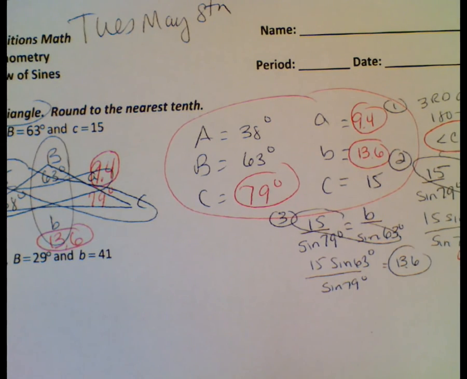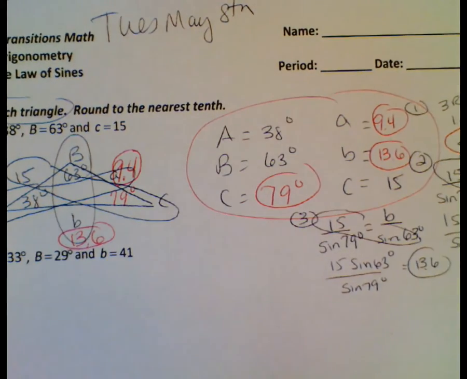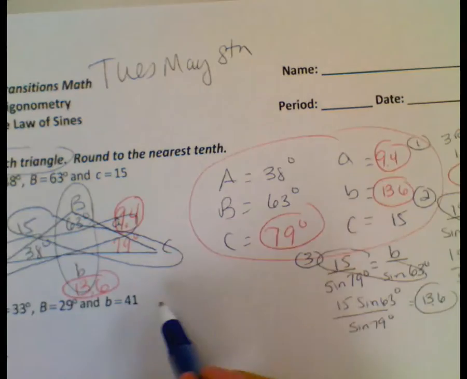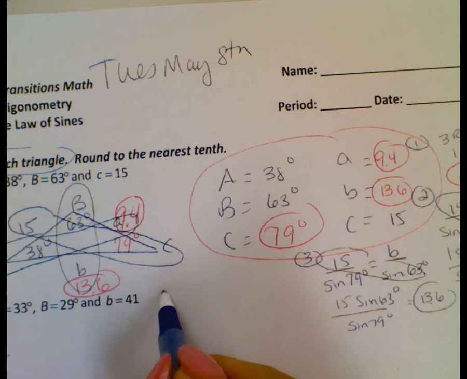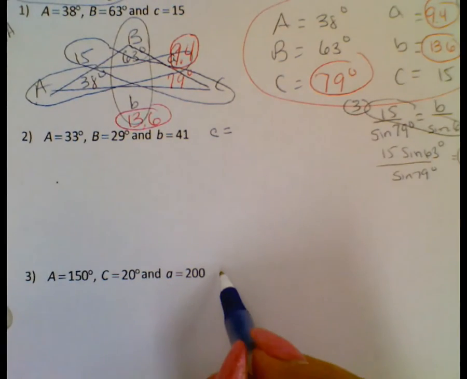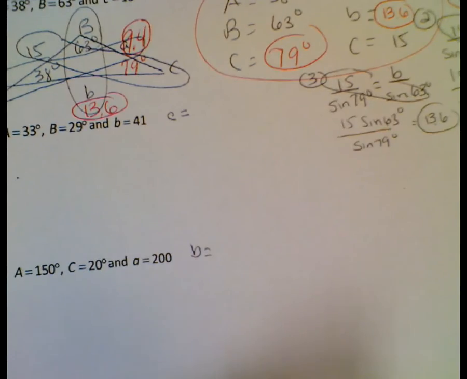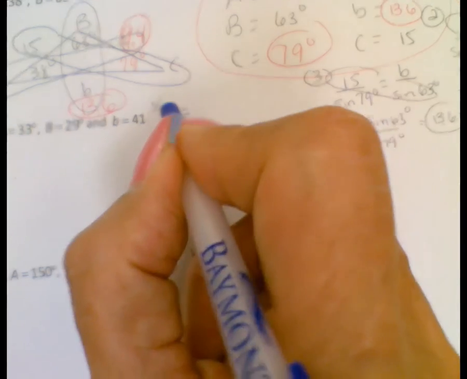All right, so we're going to shorten this homework up just a little bit. We're not going to solve for the entire triangle every time. So let's just pick a side. Let's solve for side C in this one. Okay, this is solve for side C. On this one, let's solve for side B. On this one, let's solve for side C. Save us a little bit of time.